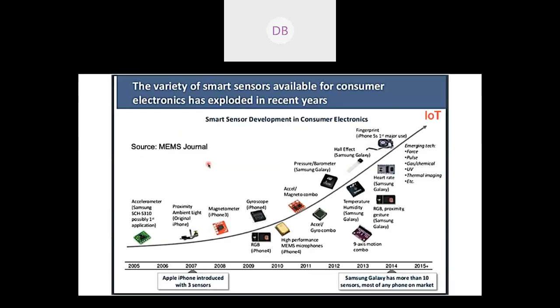You can see the Apple iPhone was introduced with three sensors in 2007. Earlier in 2005, Samsung introduced an accelerometer, but later in 2007 the iPhone came with three sensors. You can see the ambient light sensor and the proximity sensor. Then we had the magnetometer in iPhone 3. iPhone 4 had a gyroscope. Then we had high performance microphones in iPhone 5, and so on.